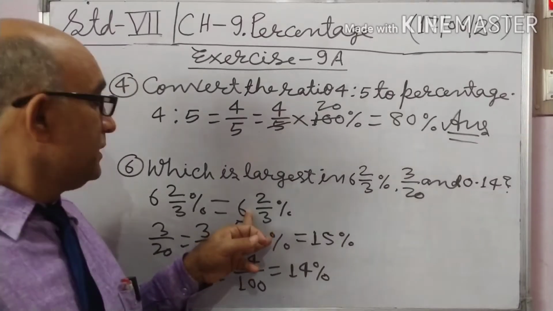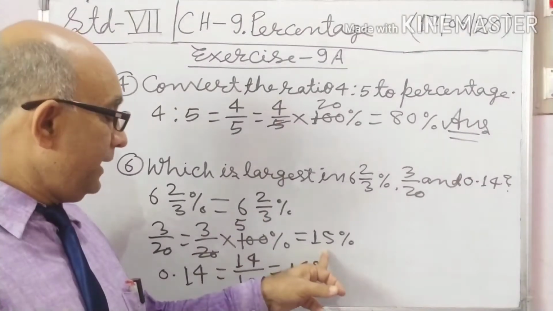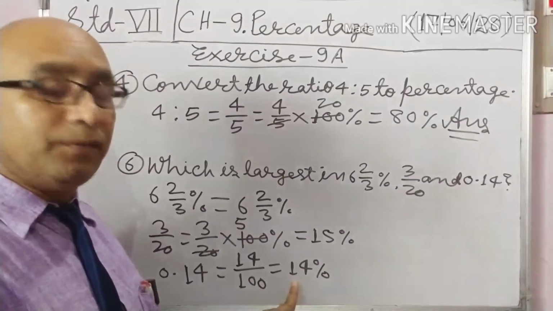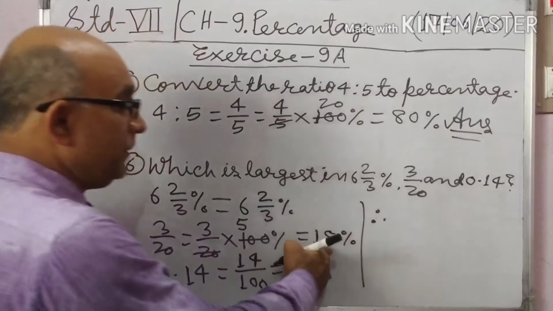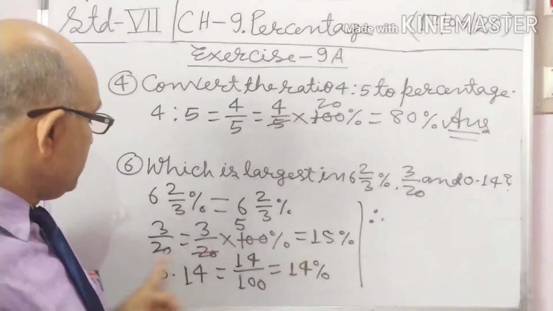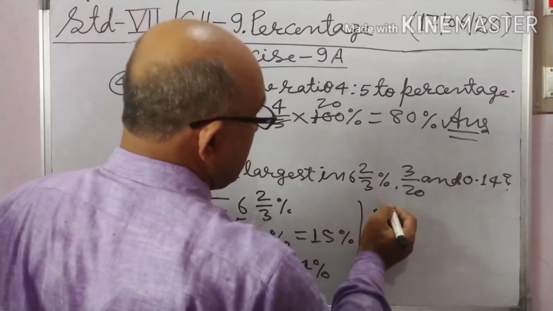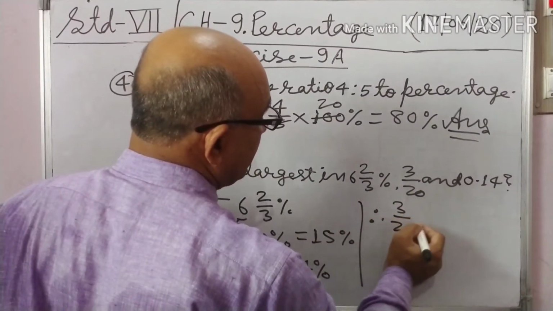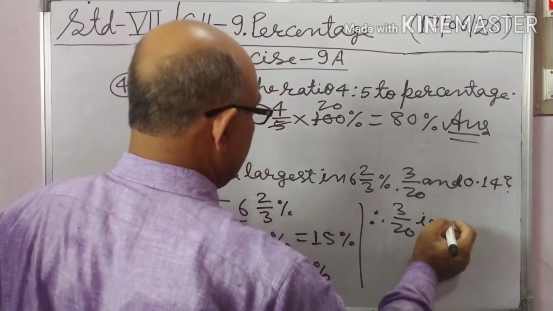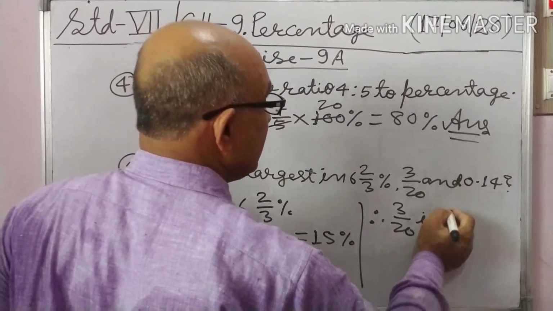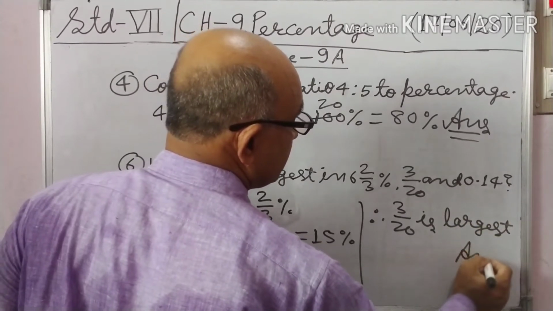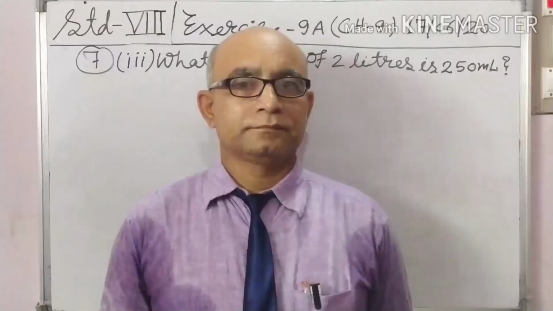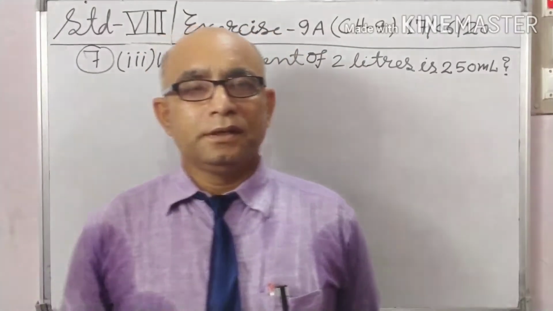Students, first is 6 whole 2 by 3%, second is 15%, and third is 14%. So clearly, 15% is the largest. 15% means 3 by 20. Therefore 3 by 20 is largest. Answer, write it. Students, next question is question number 3 of 7.